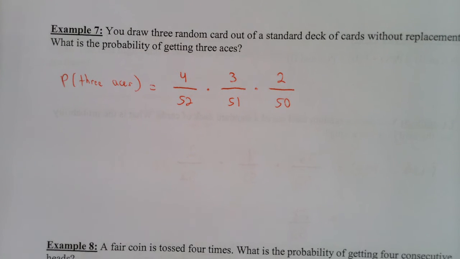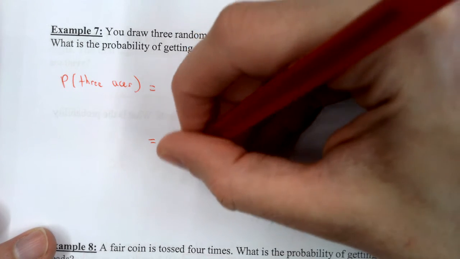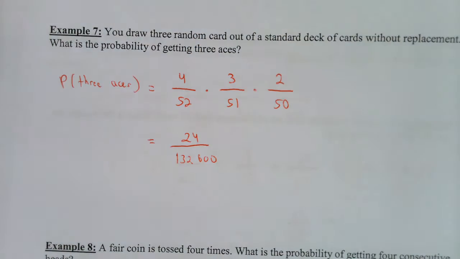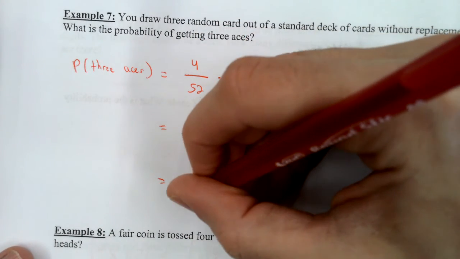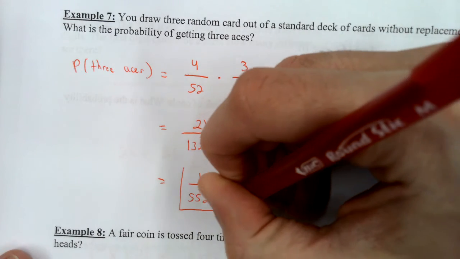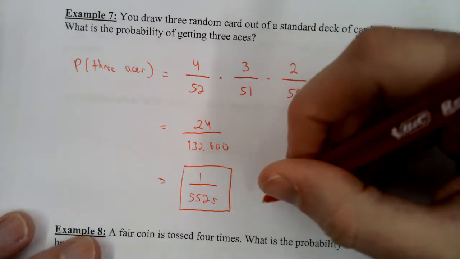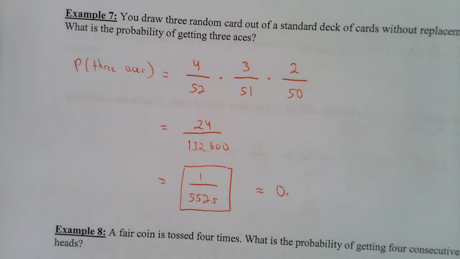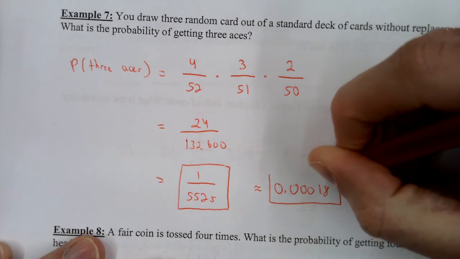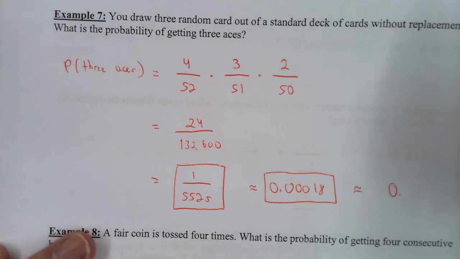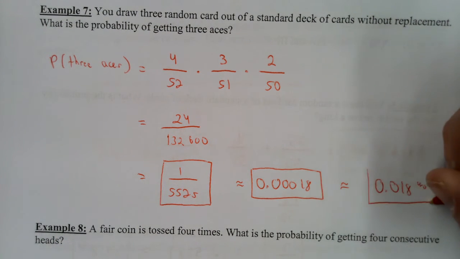4 times 3 is 12, times 2 is 24. Over 132,600. If we simplify that fraction, it comes to 1 over 5,525. Which, as you can see, that's very unlikely to happen. If we put it as a decimal, that's going to be approximately 0.00018. If you put it as a percentage, it's approximately 0.018% chance of happening. Very, very small.